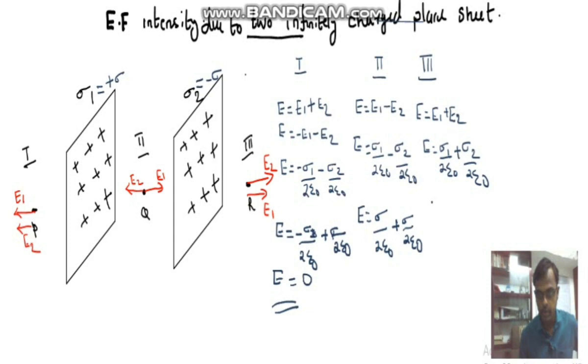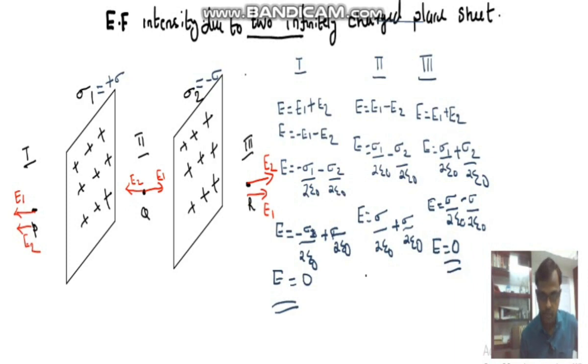In the third point, you can see here E is equal to sigma 1 is positive, sigma divided by 2 epsilon 0, sigma 2 is minus, so minus sigma divided by 2 epsilon 0. So what is the electric field at the right side of the plate? E is equal to 0.